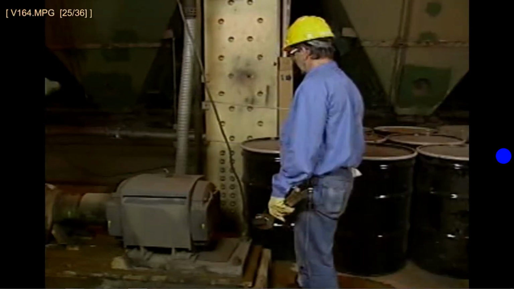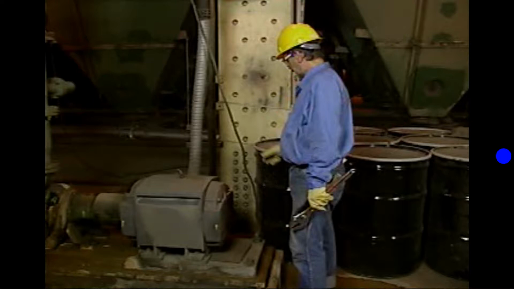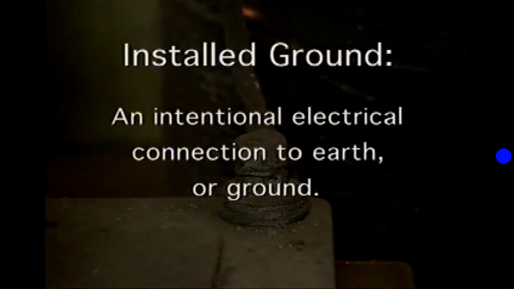In this part, we'll look at how you can maintain a motor branch circuit to help prevent trouble from occurring. We'll start with installed grounds. It's important to maintain installed grounds to ensure the safety of personnel and equipment. An installed ground is an intentional electrical connection to earth or ground.